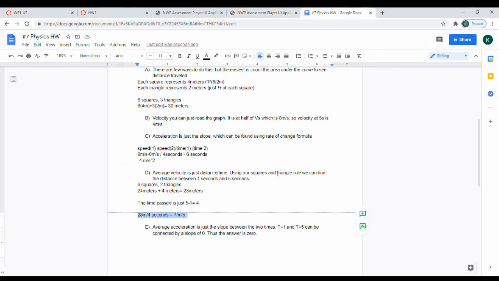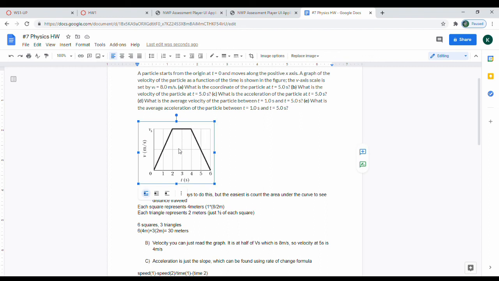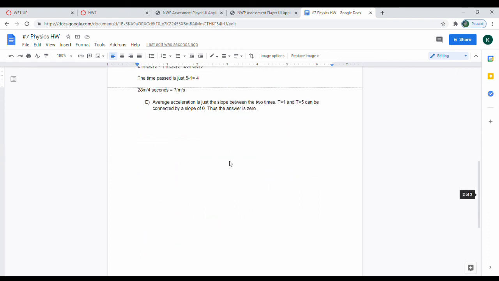And for E, it's the easiest one. They're asking us for the average acceleration of the particle from t equals 1 to t equals 5. Acceleration is just the slope in a velocity chart, and the slope between t equals 1 and t equals 5, imagine that there's a line here, it would just be 0. So the answer is 0.